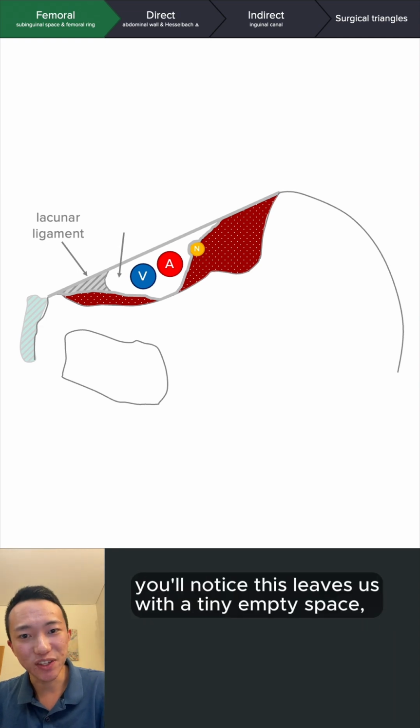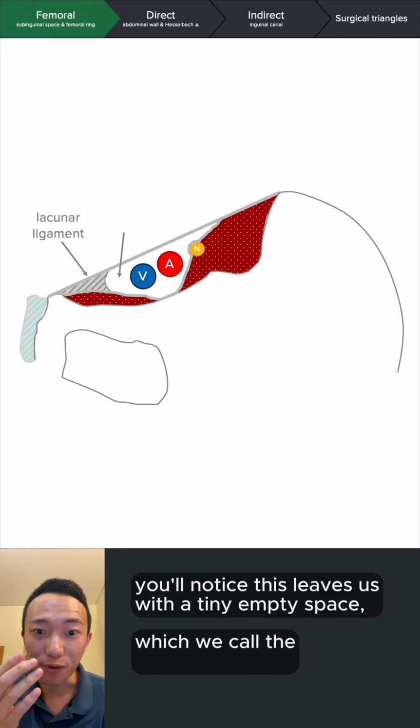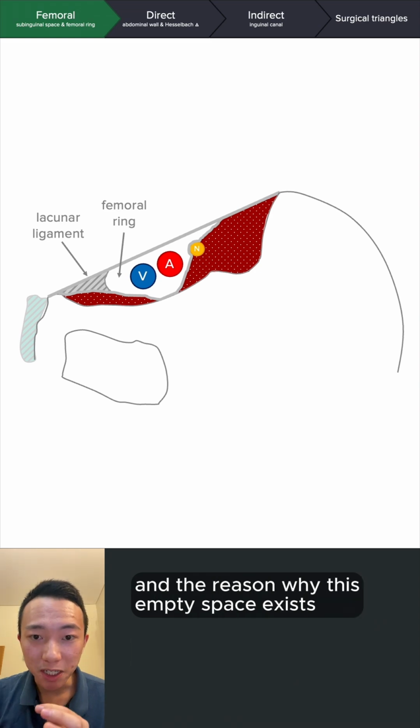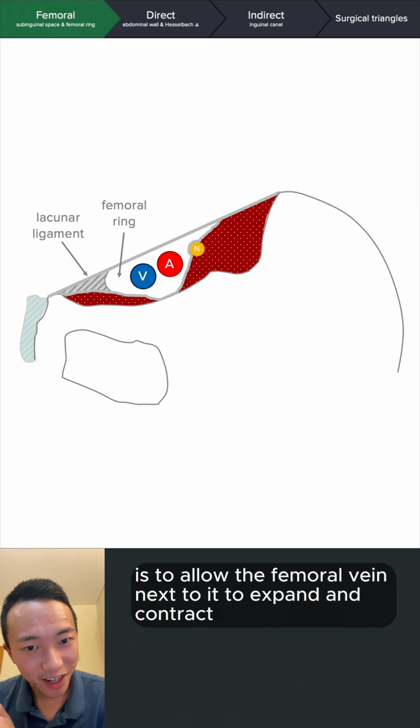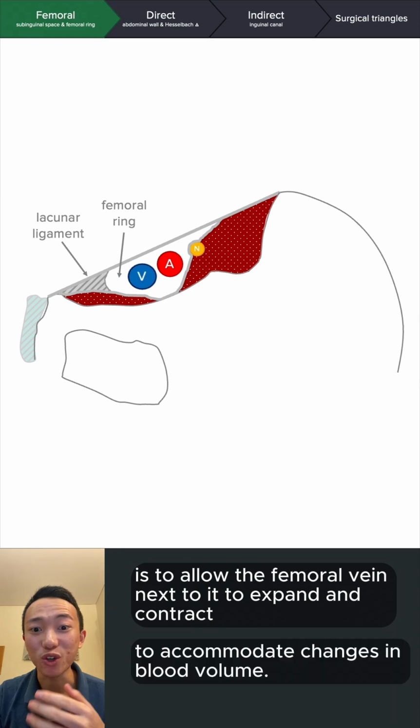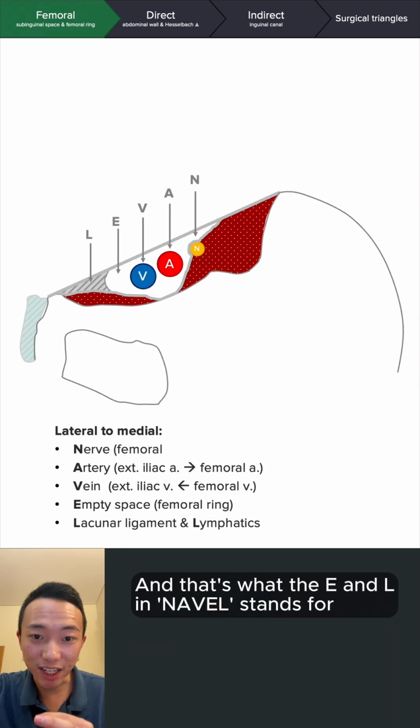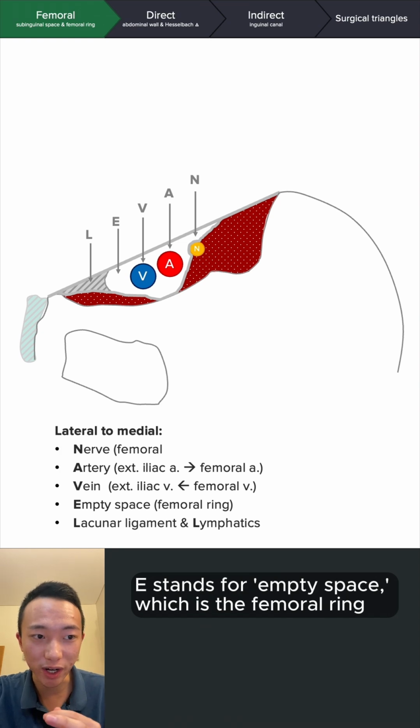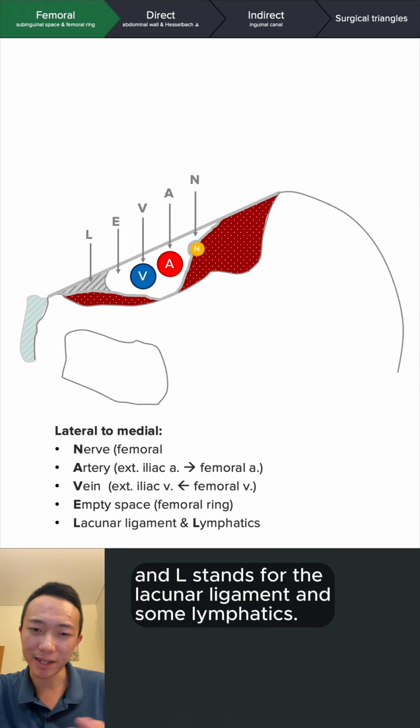Anyway, you'll notice this leaves us with a tiny empty space, which we call the femoral ring. And the reason why this empty space exists is to allow the femoral vein next to it to expand and contract to accommodate changes in blood volume. And that's what the E and L in NAVEL stands for. E stands for empty space, which is the femoral ring, and L stands for the lacunar ligament and some lymphatics.